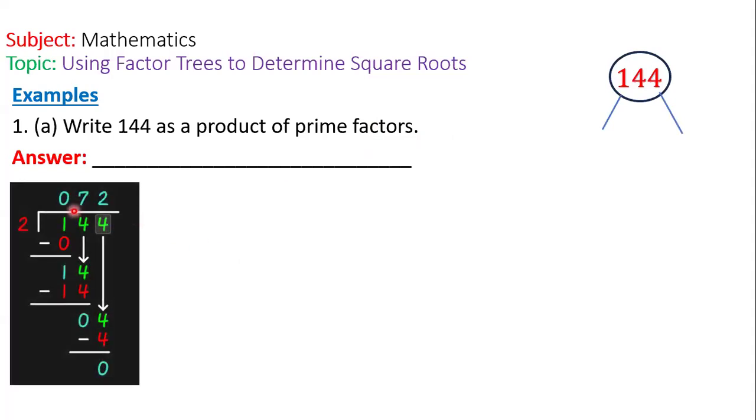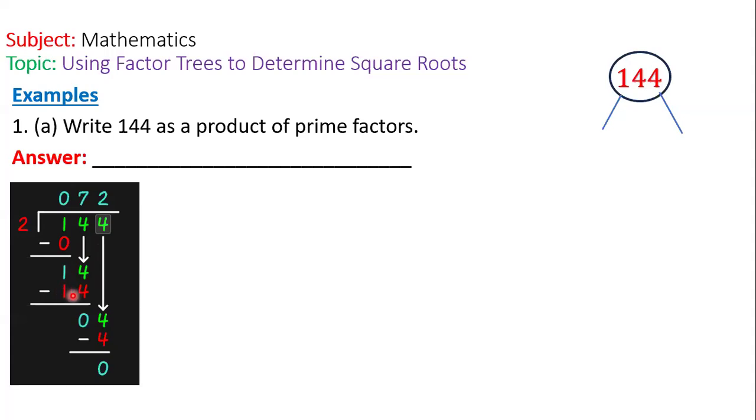So let's divide it. 2 goes into 1 zero times. 2 times 0 is what? 0. So we have 1 minus 0, which is 1. We bring down the 4. How many times does 2 go into 14? 7 times. So 2 times 7 is what?